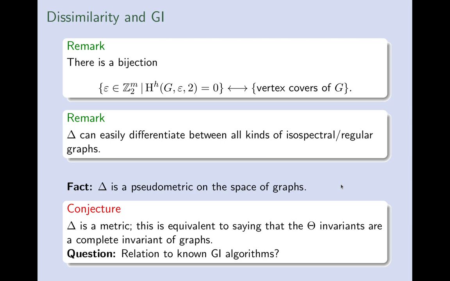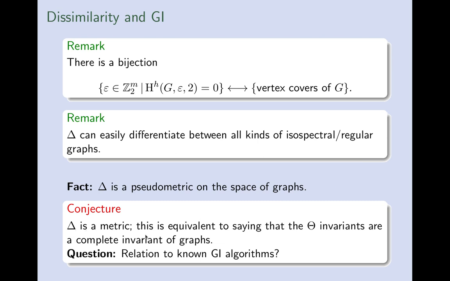An easy to verify fact is that indeed this delta provides us with a pseudometric on the space of graphs, let's say, with the same number of vertices. And a pseudometric is just a metric where you're removing the condition that it needs to be 0 only for an element and itself. Or better said, that if delta of x, y is equal to 0, then x equals y.